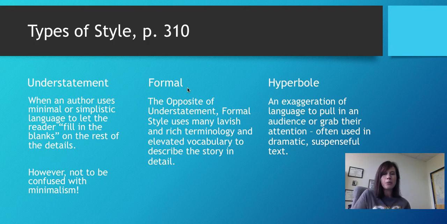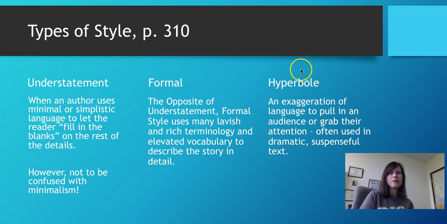And then finally we have hyperbole, which is an exaggeration of language to pull an audience in or to draw their attention. And usually you'll see Stephen King use this style. You'll see authors of horror or mystery or suspense fiction or nonfiction. They'll write using hyperbole to kind of exaggerate or draw attention to a moment and keep an audience's attention.